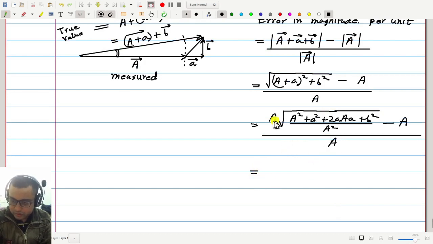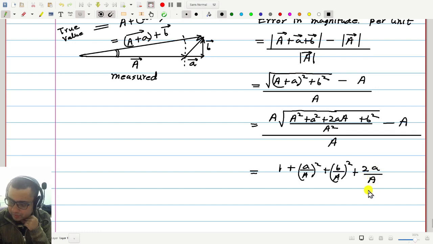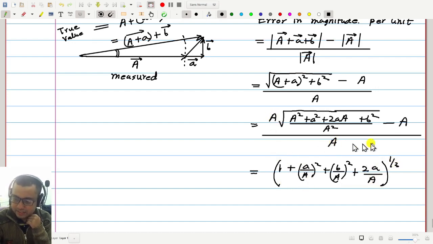Now the quantity inside the square root is 1 plus 2a by capital A plus a by A whole square plus b by A whole square, the whole to the power half, and then this A will cancel, minus 1.